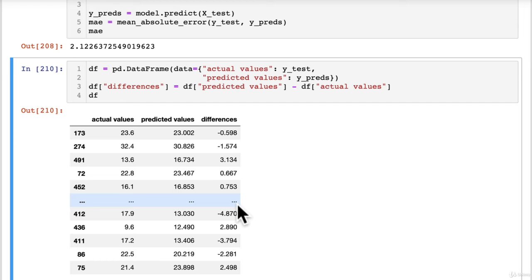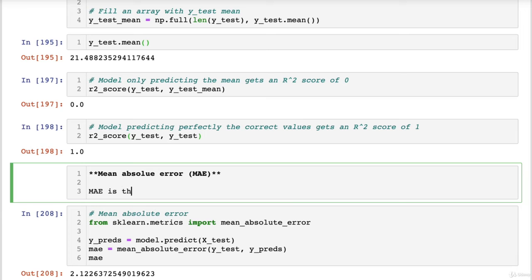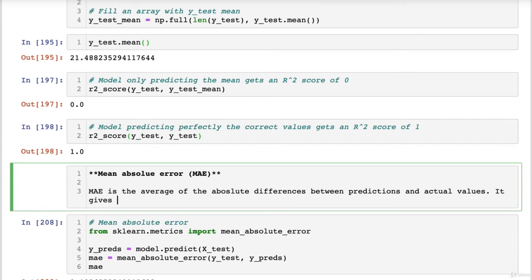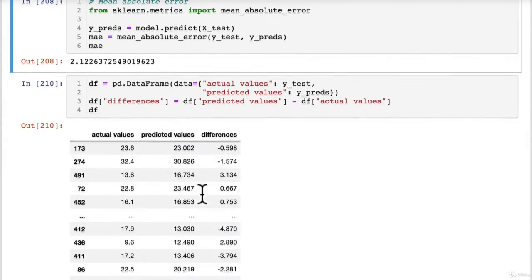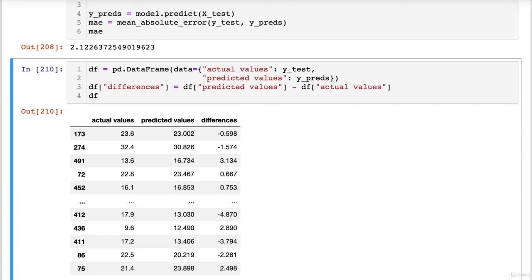If not, mean absolute error is formally defined as the average of the absolute differences between predictions and actual values. And so it gives you an idea of how wrong your predictions are. So what we might do is write that here. So MAE is the average of the absolute differences between predictions and actual values. It gives you an idea of how wrong your model's predictions are. And what it means by absolute is that it would turn these values positive and then add them all up and then take the mean. And then that's going to give us this number.